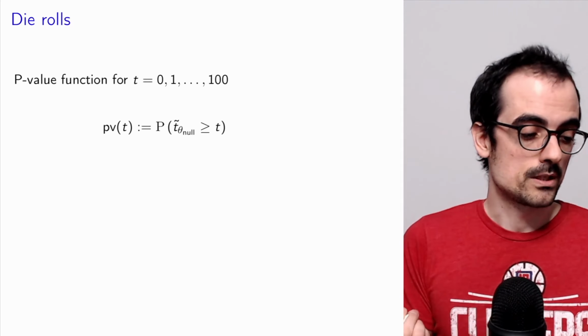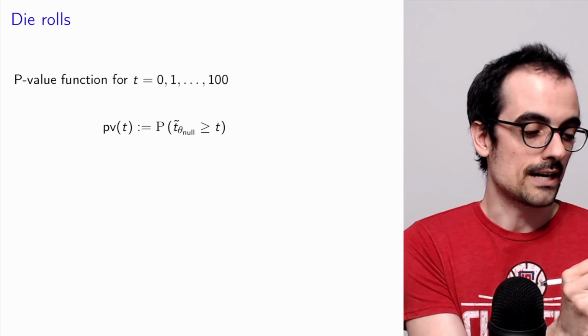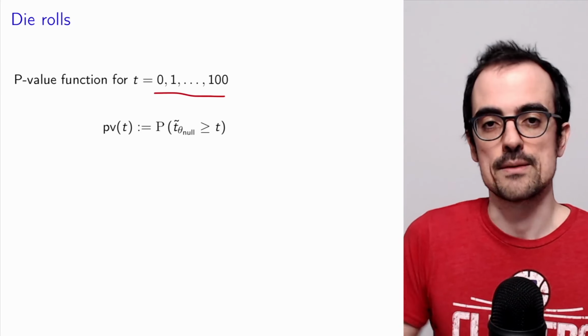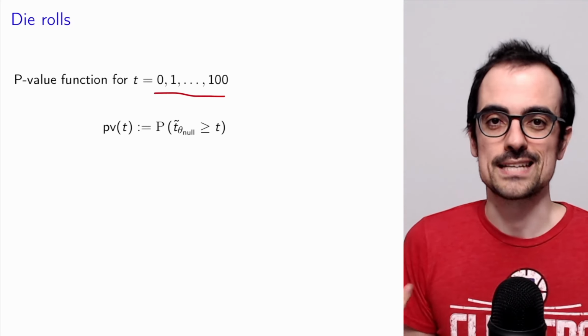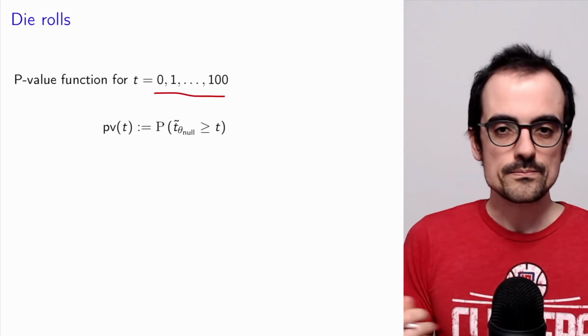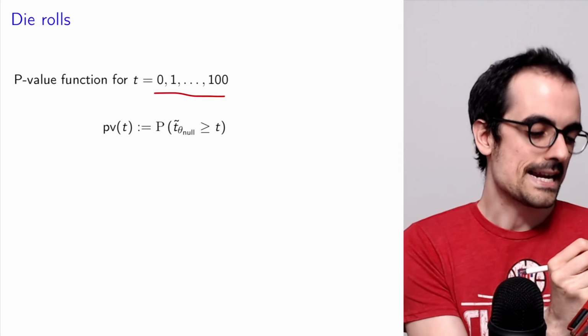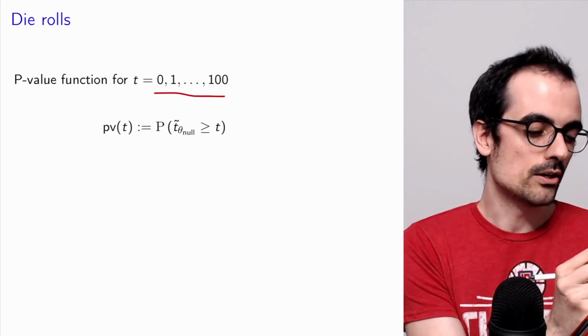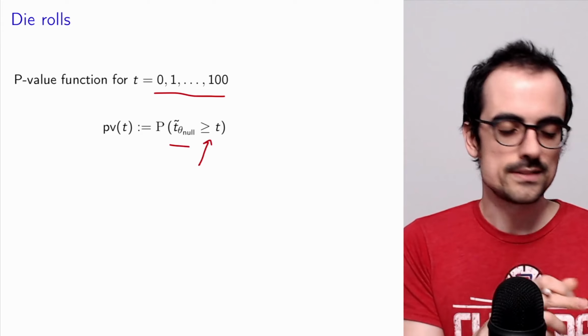Okay? So let's compute it for our die rolls. We're going to compute the p-value for values from 0 to 100 because those are the possible number of times that we roll a 3. Okay, remember that our test statistic of interest is the number of 3s. And now the p-value function is the probability of observing a number of 3s that is greater or equal to each of those values of t.